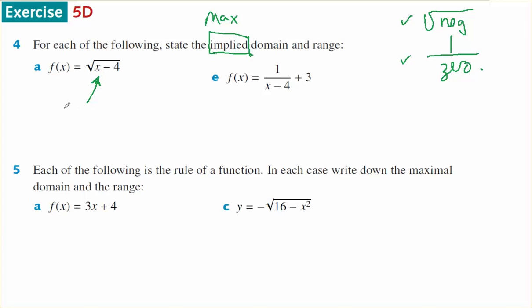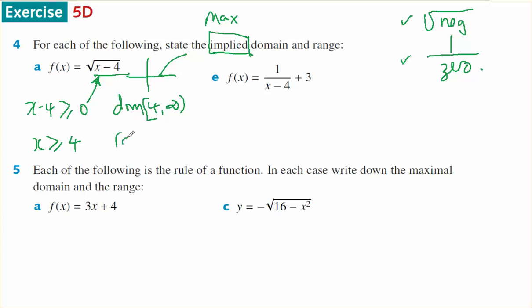So here I have a square root, so the bit inside the square root, x minus 4, has to be bigger than or equal to 0, which means x has to be bigger than or equal to 4. So my domain is 4 to infinity, inclusive of 4, and my graph would look like this. I can see that the range will be 0 to infinity, because the y values that are used are all of these y values, yet the x values that are used are all of these x values.